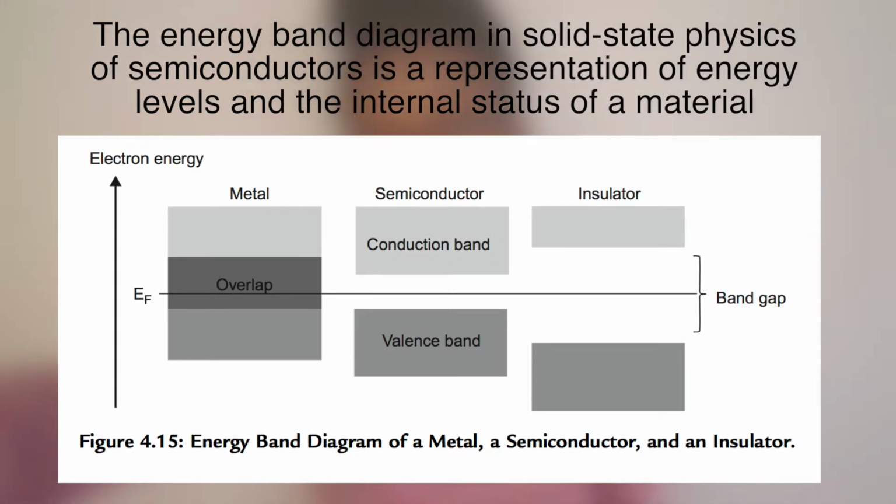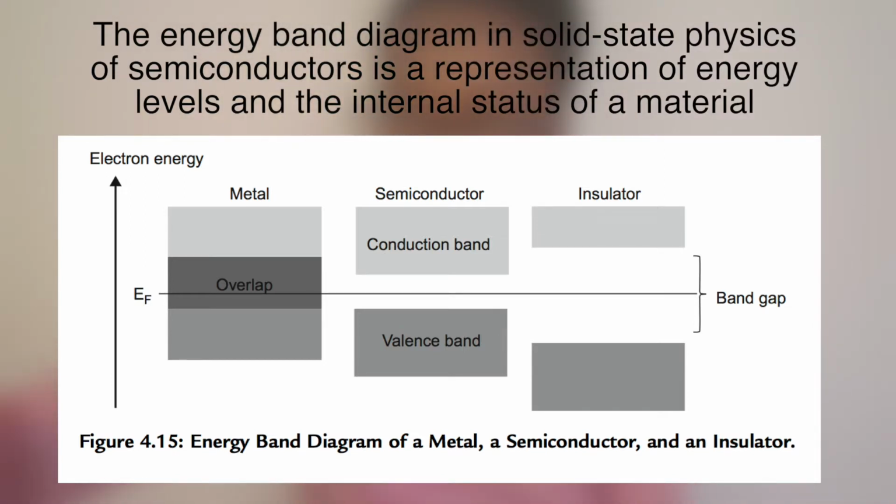Now, in a metal, the bands overlap because there are always free electrons without excitation, while in a semiconductor, electrons need to be excited to move from the valence band to the conduction band. In an insulator, the band gap is pretty large because very few electrons can jump from one band to the other, which means that no current flows.